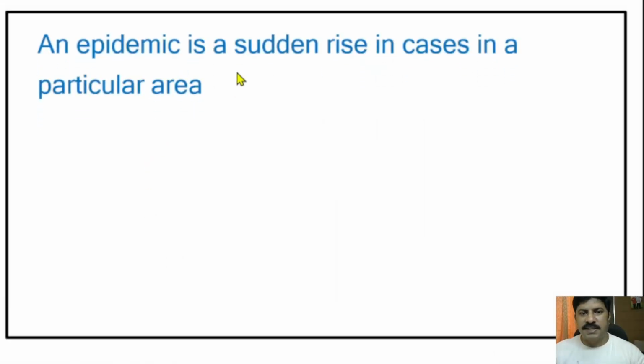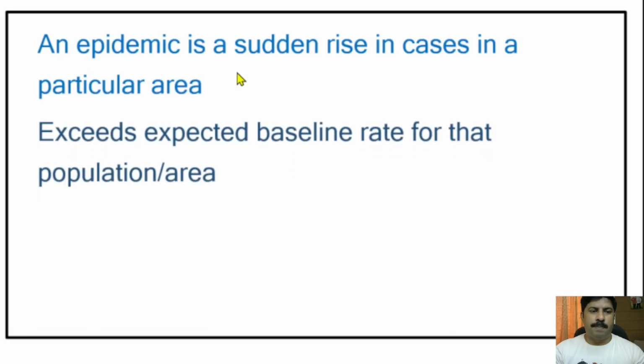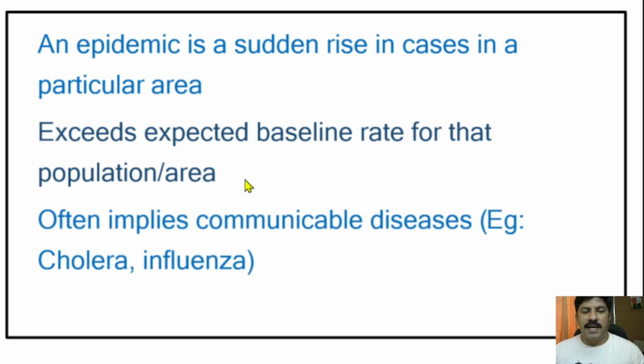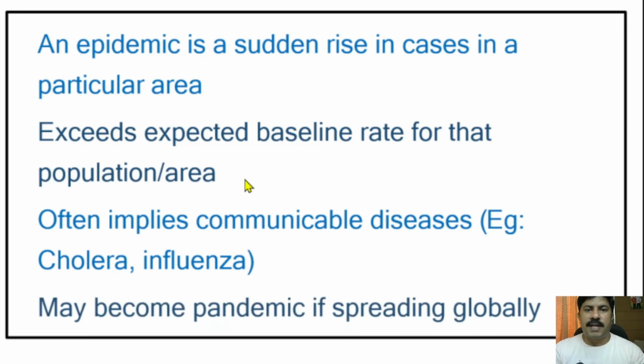An epidemic is a sudden rise in cases in a particular area. There are some key points in epidemic. It exceeds the expected baseline rate for that population or that particular area. Often it implies communicable disease. Usually epidemic implies communicable disease, such as cholera, influenza, mumps, measles, etc. These are examples of epidemic diseases, which are communicable diseases. Sometimes an epidemic becomes a pandemic. It may spread globally throughout the countries.